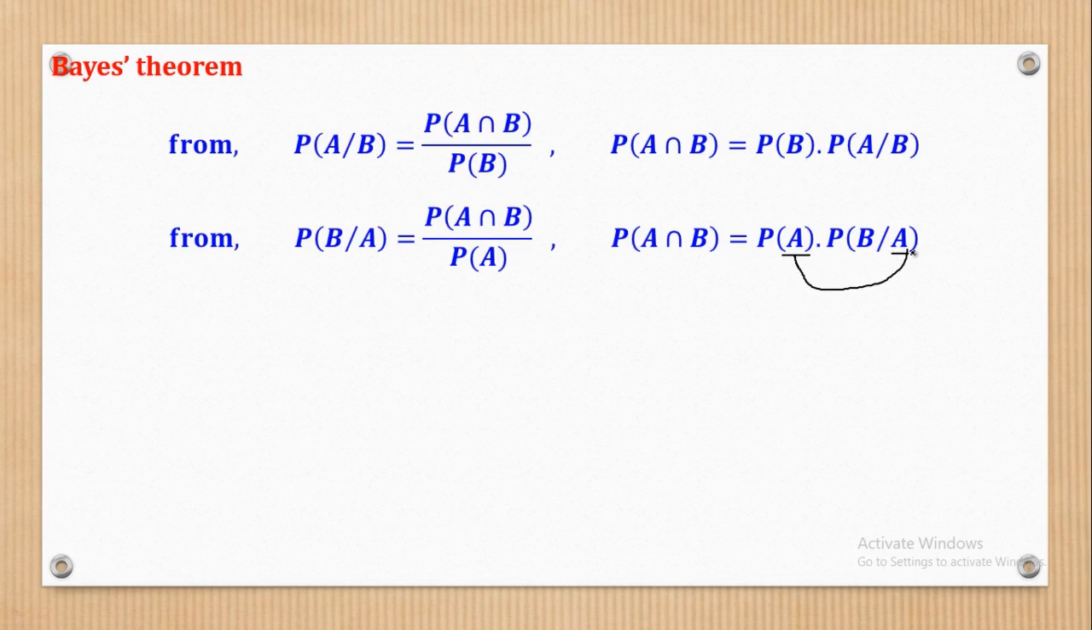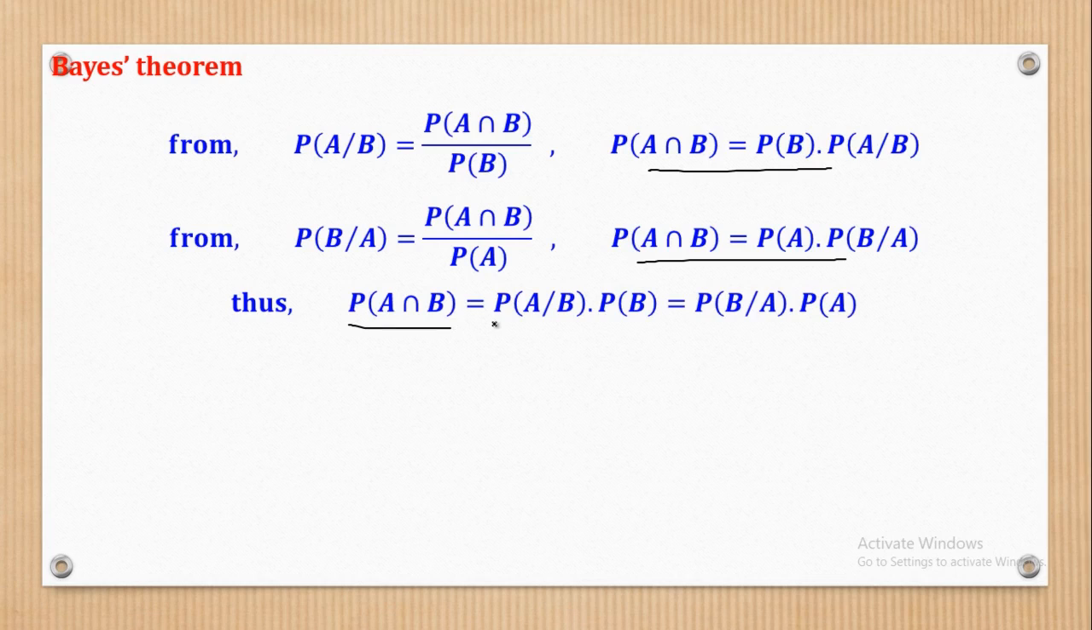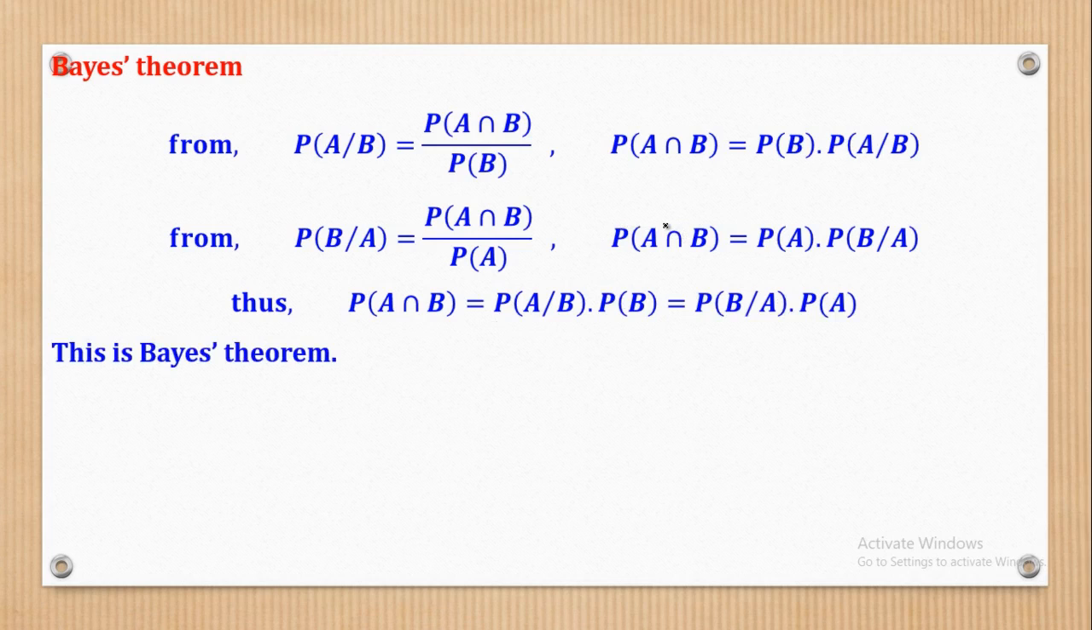I think we realize that here there is A, here there is also A, and here there is B, here there is also B. So that is what you should remember from Bayes' theorem. So what does that mean? It means that these two expressions can be equated. So you shall come here and say that probability of A intersection B is equal to probability of A given B multiplied by probability of B, which is that, and is also equal to probability of B given A multiplied by probability of A, which is that. And this is what we call Bayes' theorem.